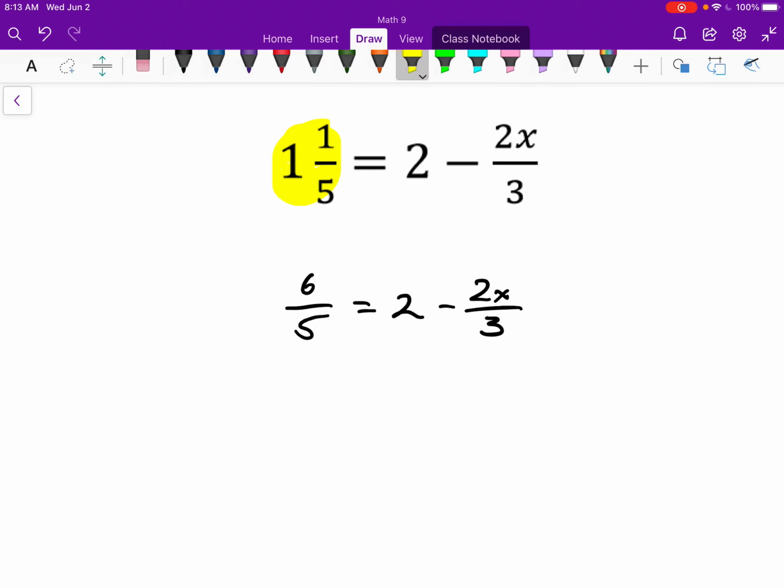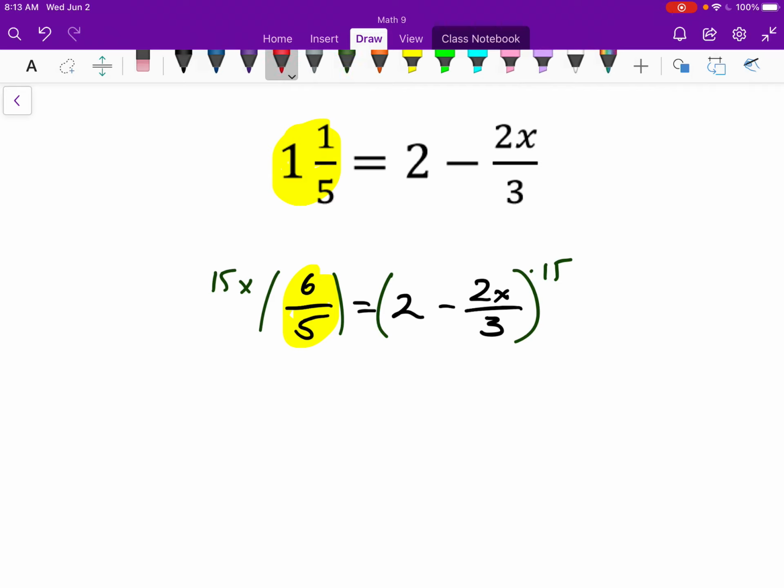OK, so now I have 2 different denominators. I have a 5 and a 3. So I want to multiply both sides by 15, because 15 is the lowest common denominator of 5 and 3. So I can multiply this side by 15 and multiply this side by 15.